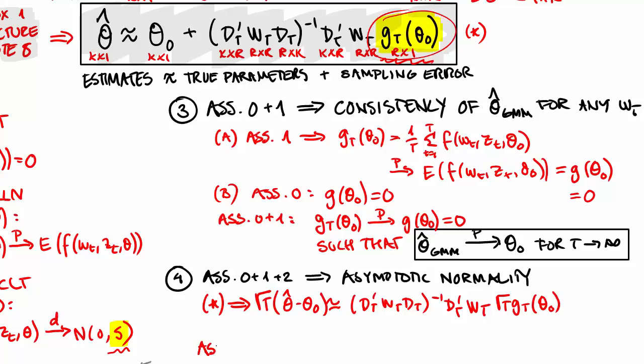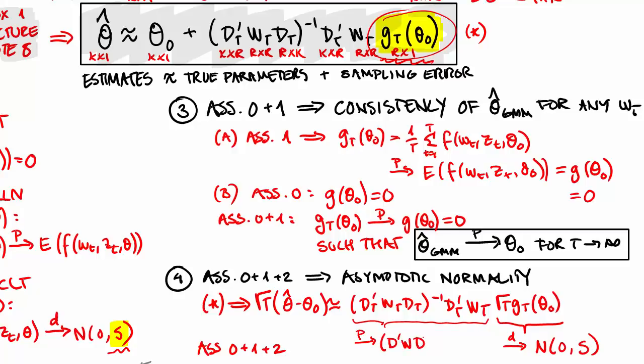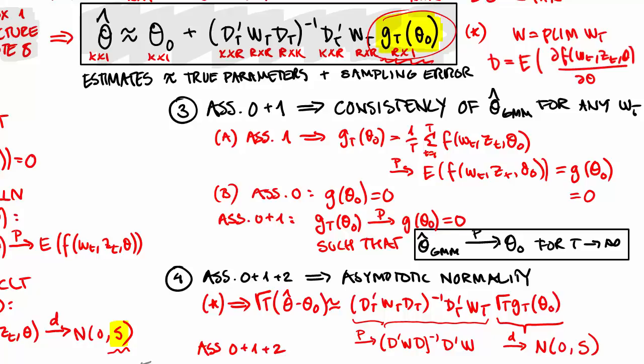Now under assumptions 0 plus 1 plus 2, it holds that this expression out here is going to converge in distribution to a normal distribution with a mean of 0 and an asymptotic variance of S. And this expression out here is going to converge in probability to (D' V D) inverse D' V, where V is the probability limit of W_T for T going to infinity, and D is equal to the expected derivative of the function f with respect to the parameters theta prime.